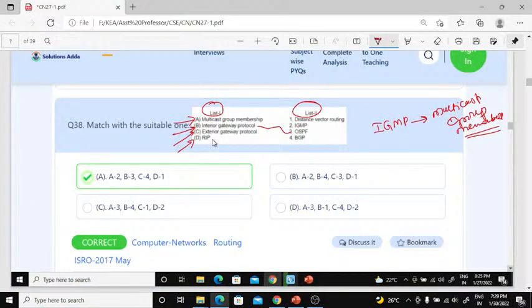Okay, here you can see the routing information protocol is a distance vector routing protocol. Then exterior gateway protocol, that is the border gateway protocol. So the order is C, 4th.